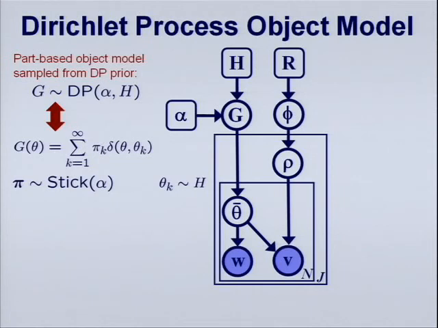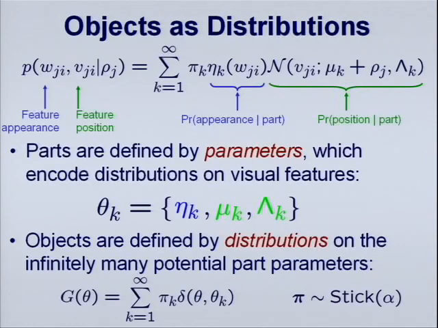So now I can take what I had before and I can write it down. The previous slide? You're saying the word object as distribution should be object categories as distributions? Sure, yes. A number of times I'll just say object, and I implicitly mean object category, not object instance.